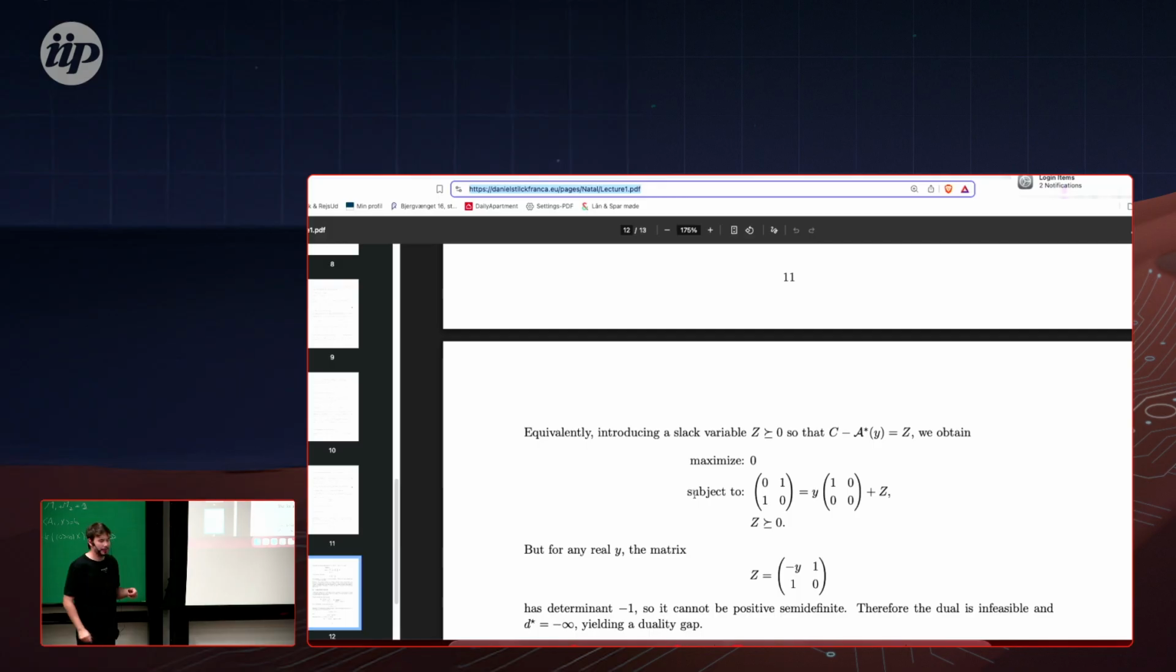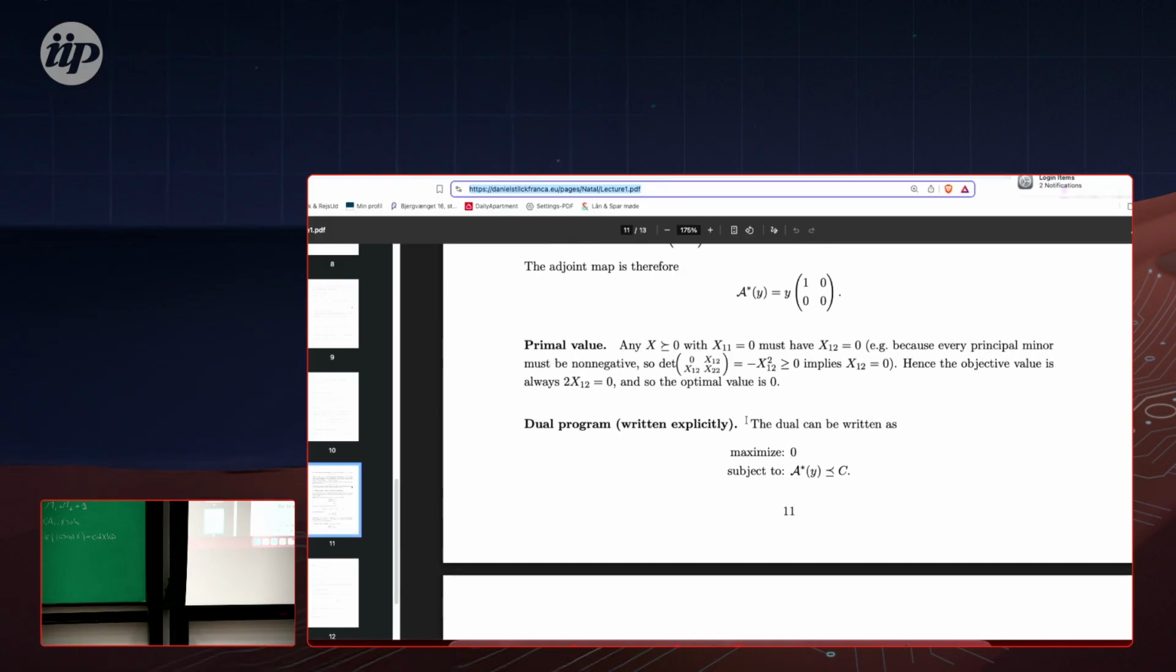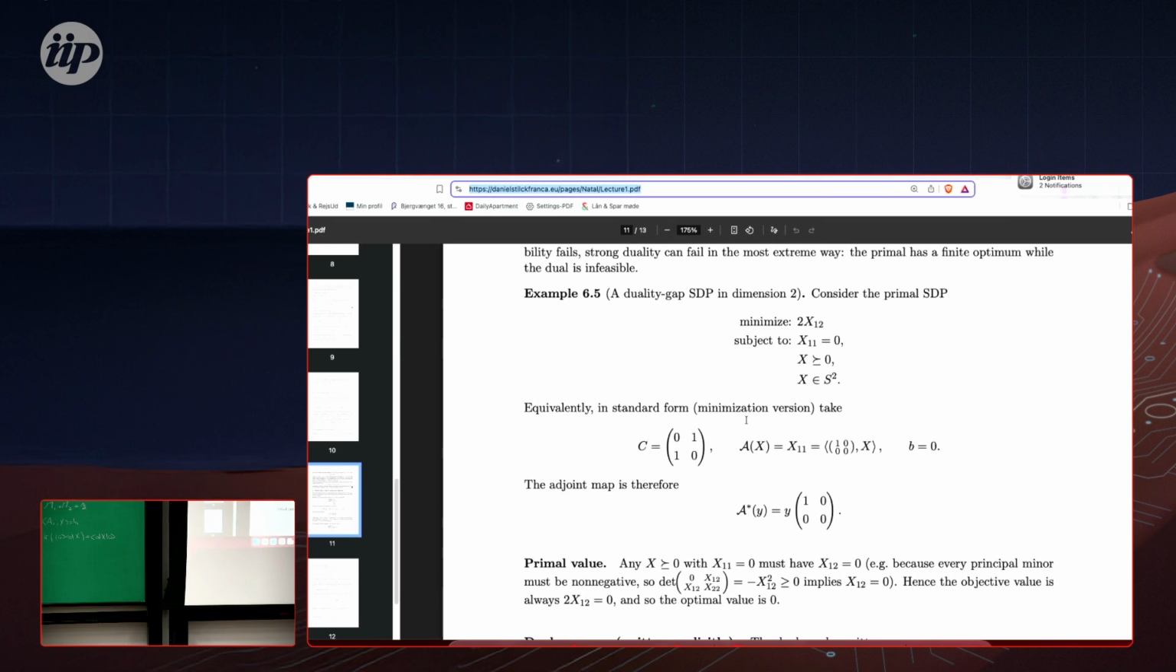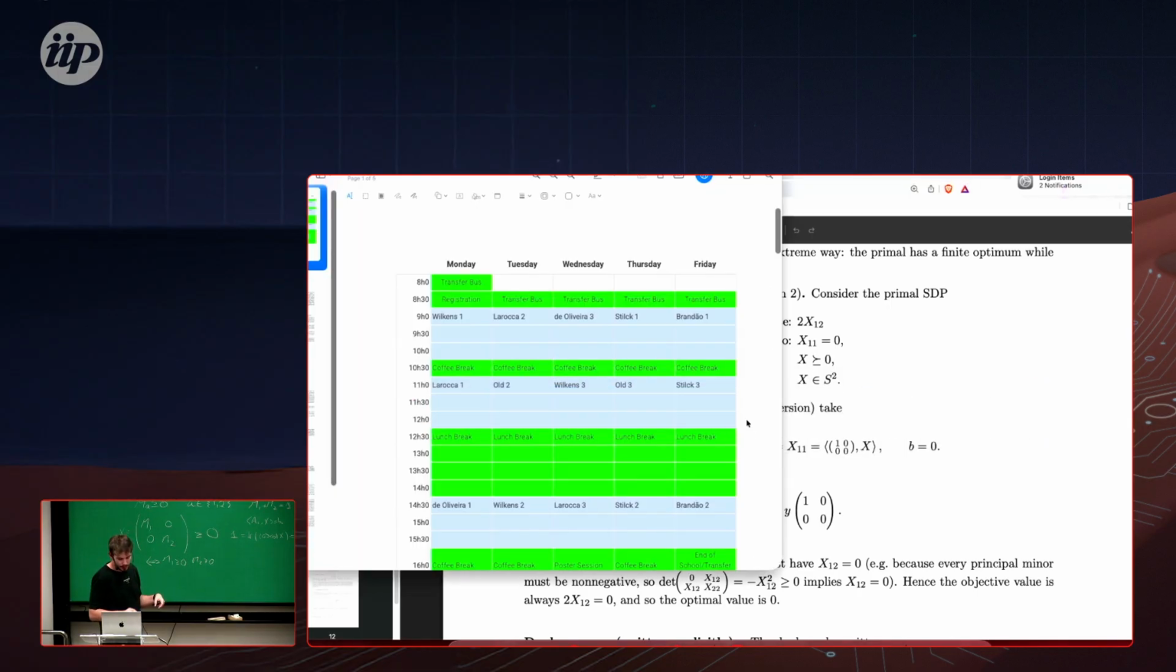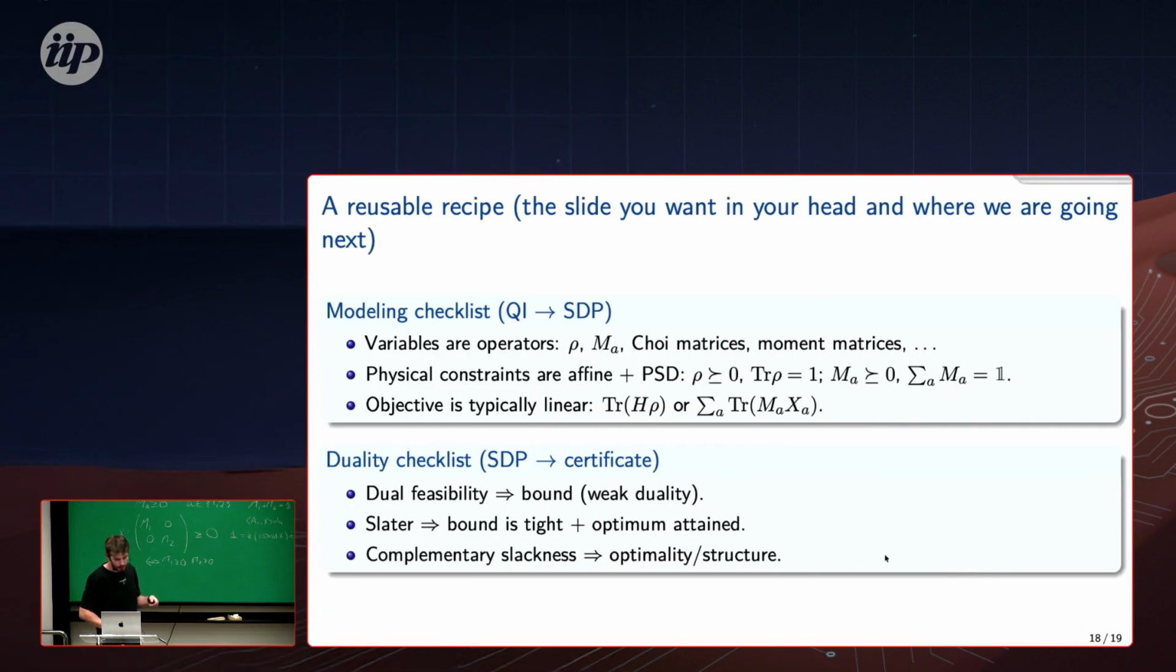So here you have an example of that happening. And why doesn't the Slater condition hold? Again, the only feasible point is the 0 matrix, which is of course not strictly feasible. But if you want, go to the lecture notes to look at that more carefully. Okay, more questions? Nope. Then yeah, thanks.